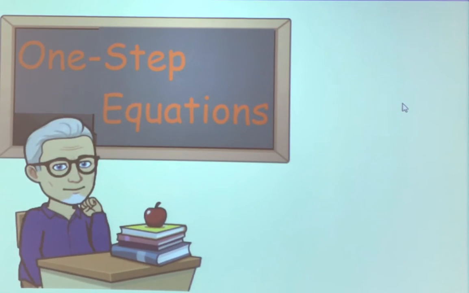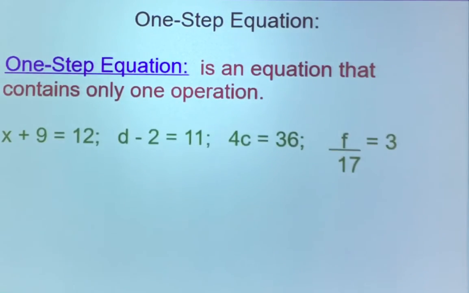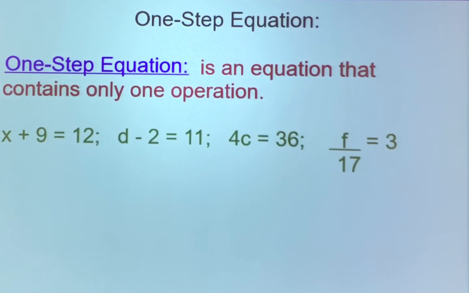Let's talk about one-step equations, okay? A one-step equation is an equation that contains only one operation, hence the name one step. Just a few examples of an addition one-step equation might be x plus 9 is equal to 12. Well, it's one step because it just has addition in it. The next example, a subtraction, would be d minus 2 is equal to 11. Well, it's one step because the only operation in it is subtraction.